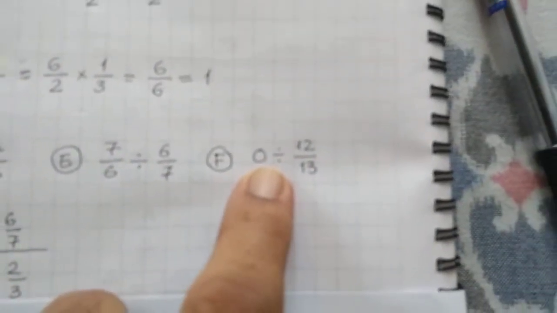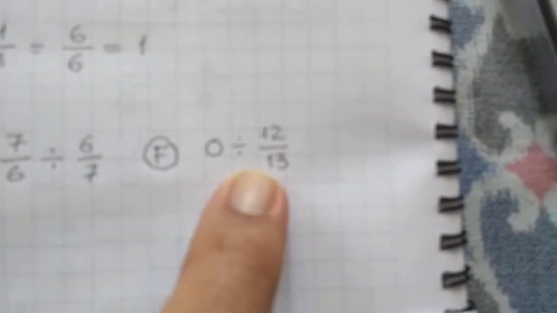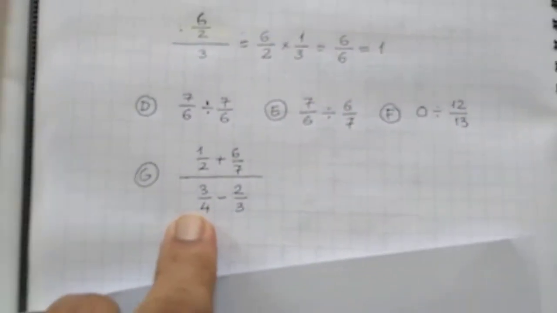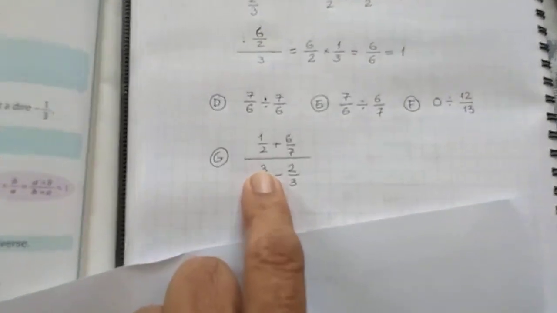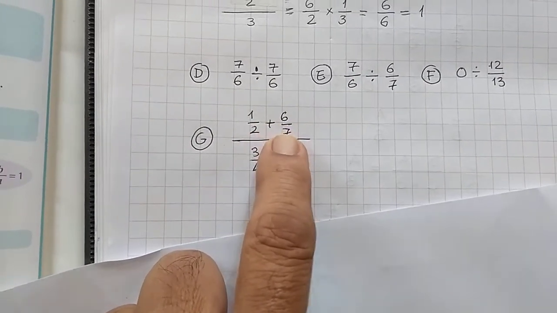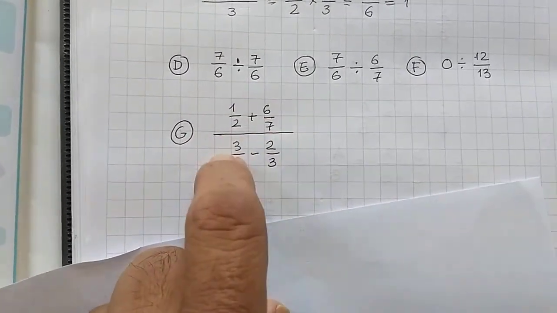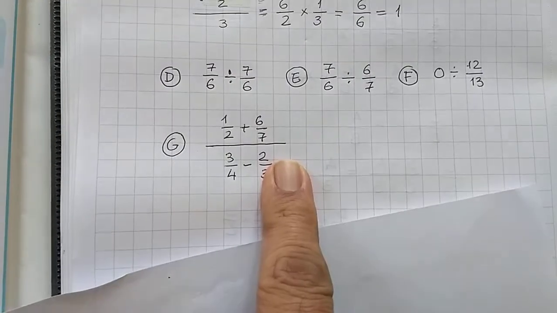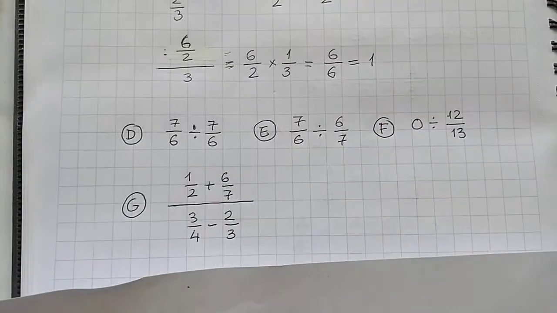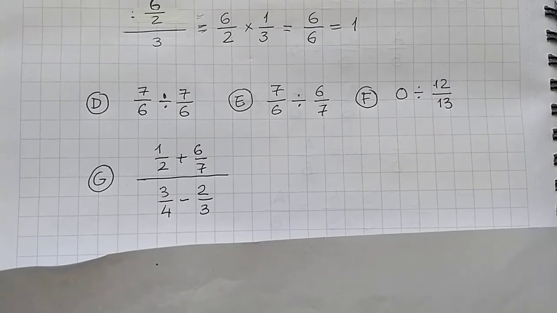This one is 0 divided by 12 over 13. There. Now we're in focus again. And this one is slightly more complicated. It's for people who don't know how to add and subtract fractions: 1 over 2 plus 6 over 7 divided by 3 over 4 minus 2 over 3. So in this case, first you have to do that, and then come to the division. Okay, so these 7 problems you have to do, and once you do them correctly, I will be convinced that you have understood how to divide fractions properly.